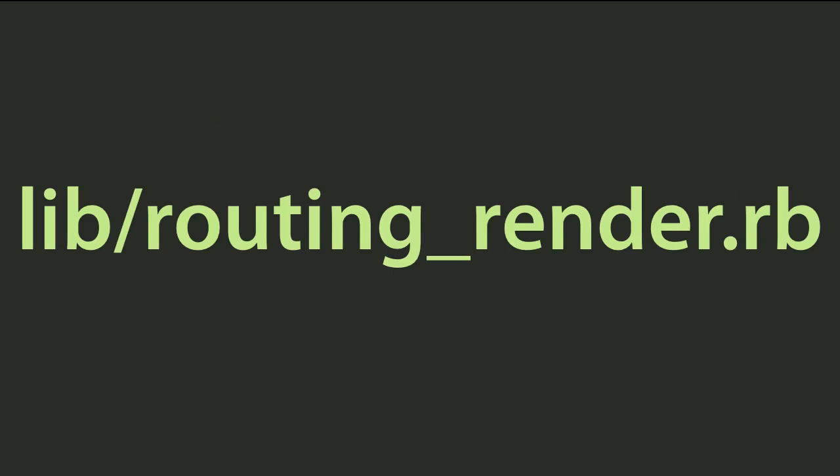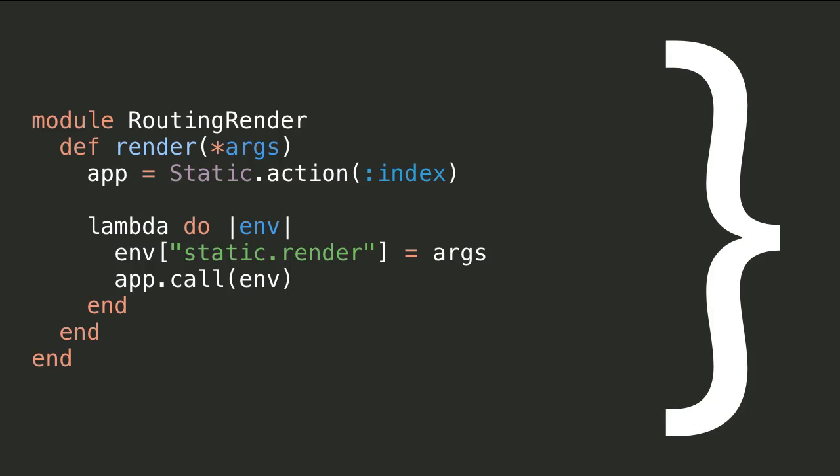The last step is to set up a routing_render file, and this is simply going to create a Rack application that we can use inside of the router. Here we're going to make a module called RoutingRender, and it's going to define a method called render, which takes any number of arguments. It's going to grab the application of static equals action, and then it's going to return a lambda. A few things to point out here. First of all, any Rails controller can return a Rack application for a particular action by calling the controller's action method with the name of the action. In this case, we called our controller Static, so Static.action(:index) returns a valid Rack application.